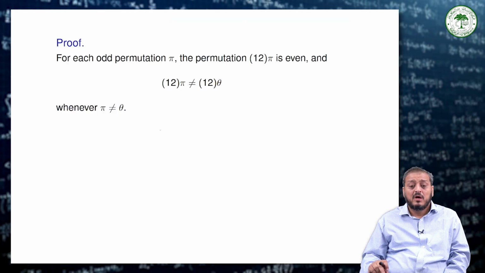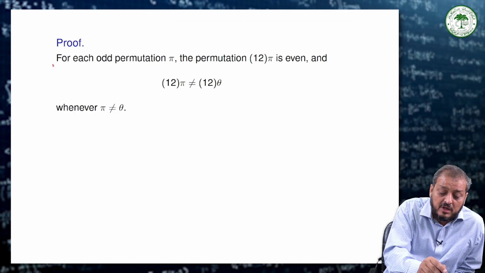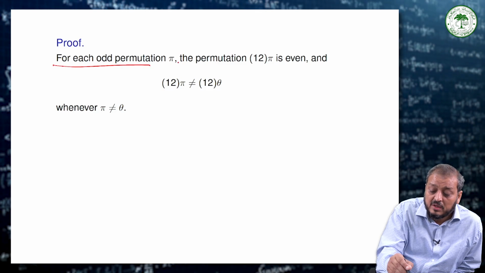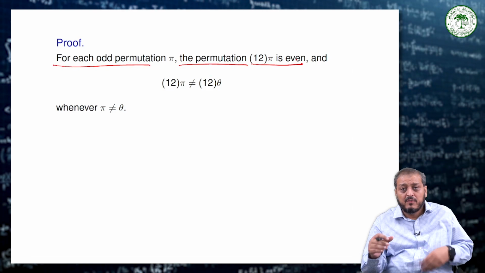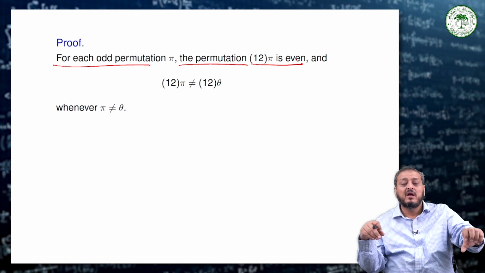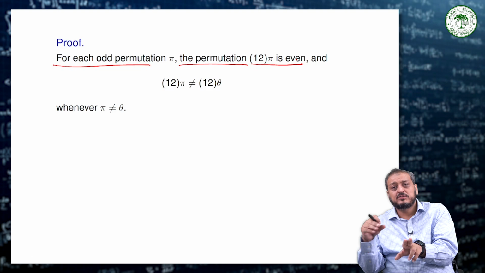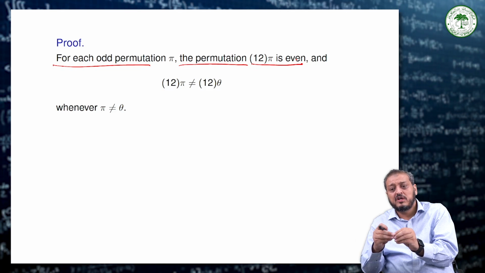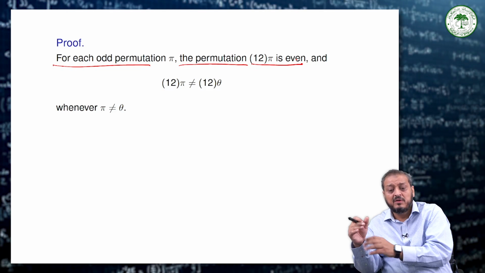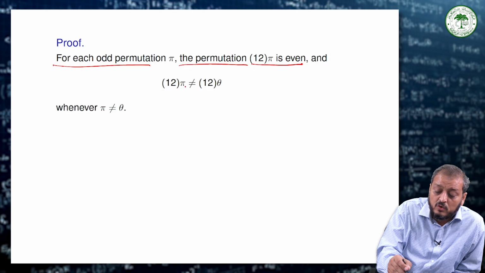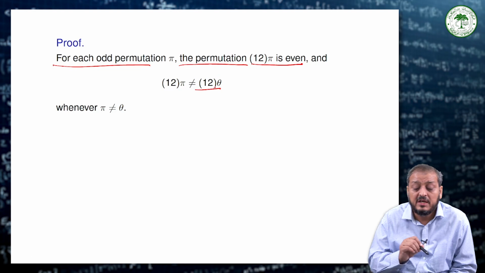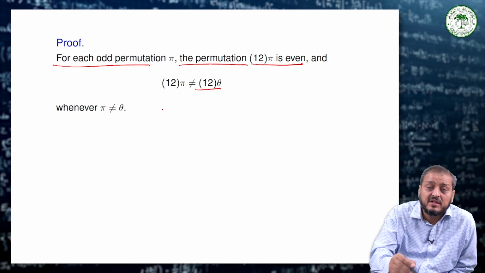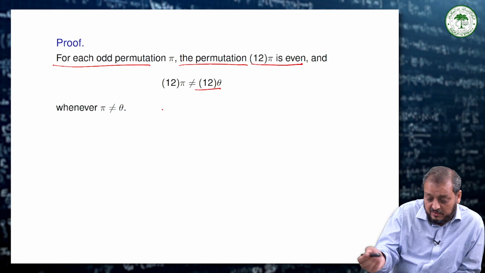We are going to prove this: for each odd permutation pi, the permutation (1 2) pi is even. If we have an odd permutation and we add one more transposition, then the odd becomes even. So (1 2) pi is even, and in general (1 2) pi is not equal to (1 2) theta whenever pi and theta are different.